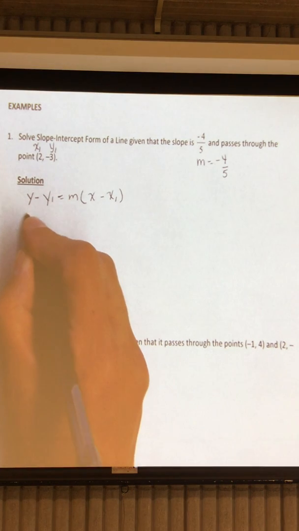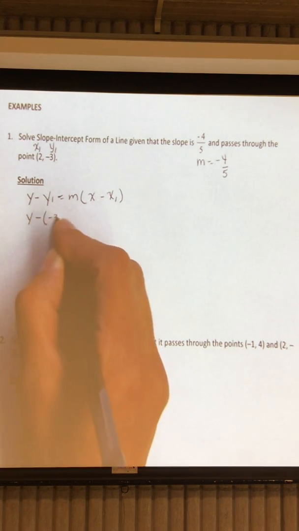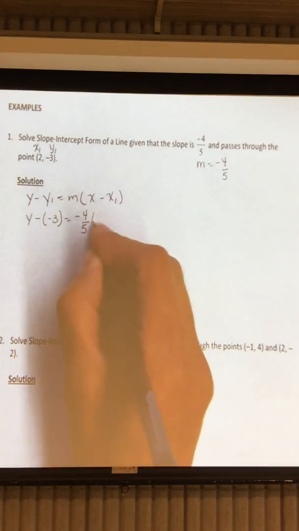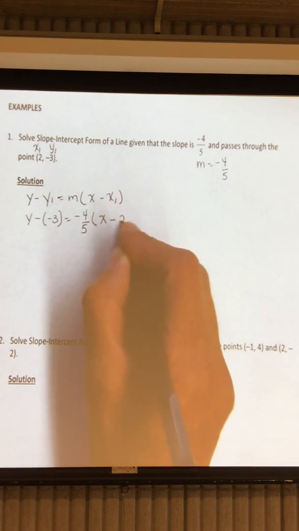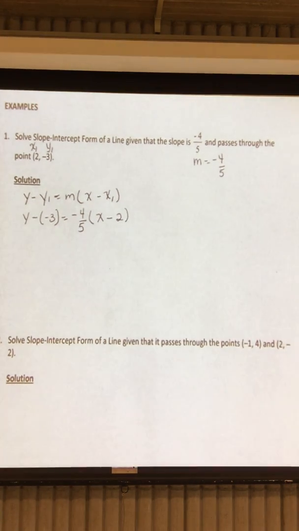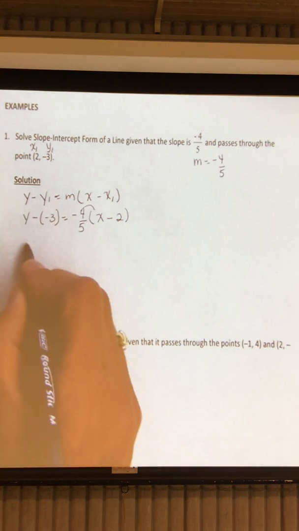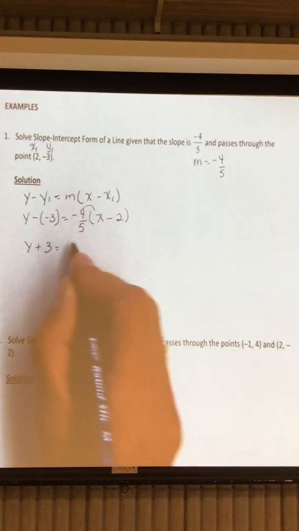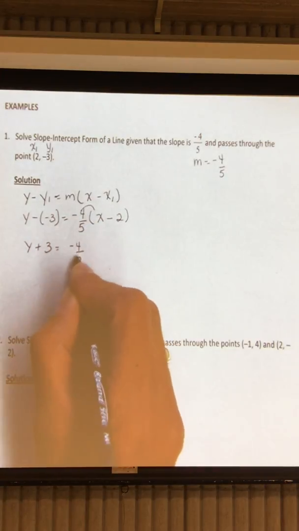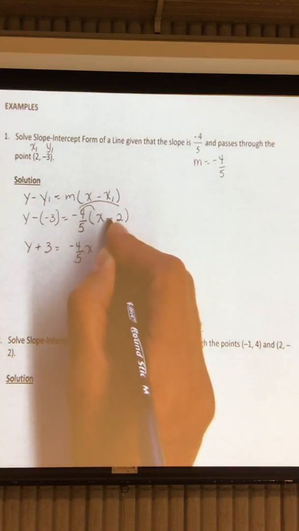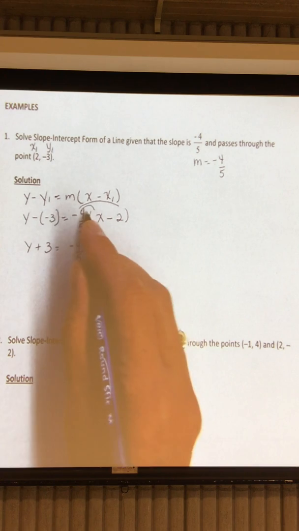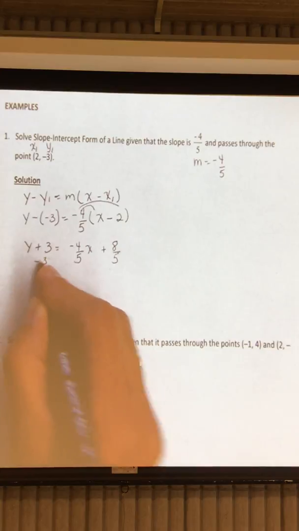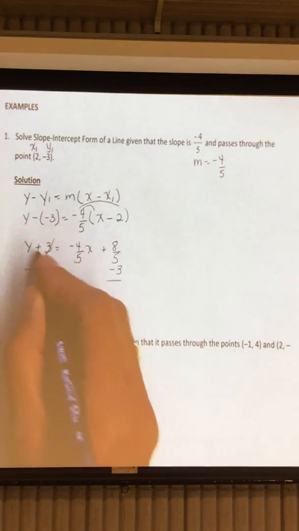So plugging in your points, you have y minus y1, which is -3, is equal to m, which is -4/5, times (x minus x1), which is 2. So now let us distribute and simplify. Here you have a negative times a negative, which becomes a positive, and -4/5 times x is -4/5 x, and then -4/5 times -2 becomes positive 8/5. Okay, now you want to combine like terms, which means you're going to subtract 3 from both sides.